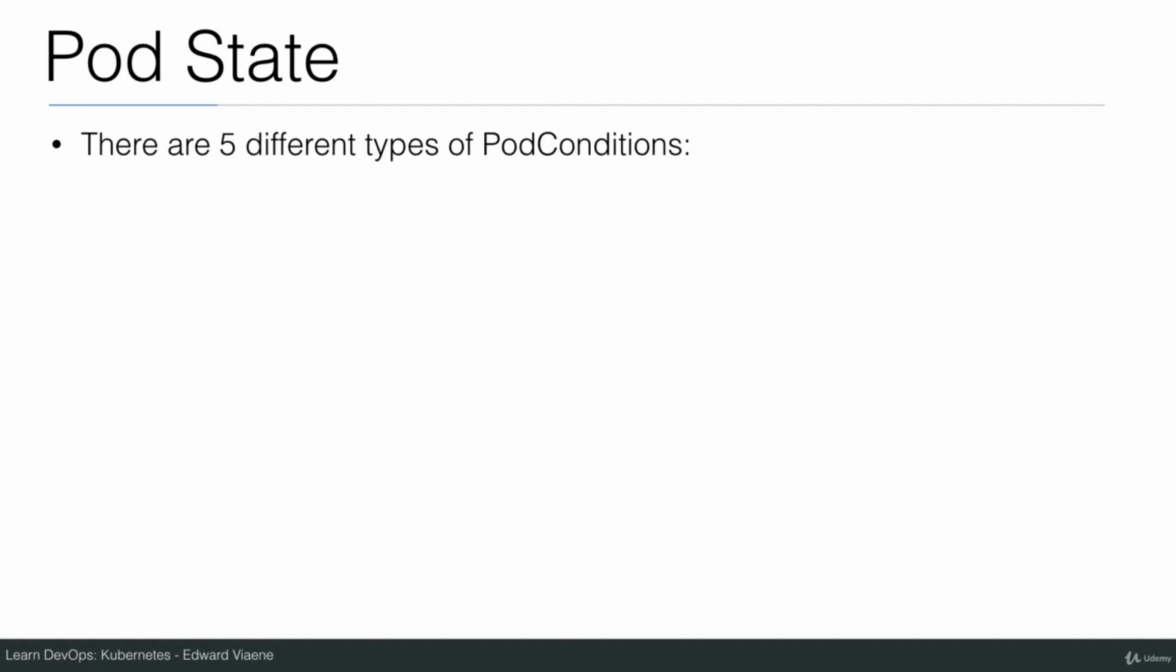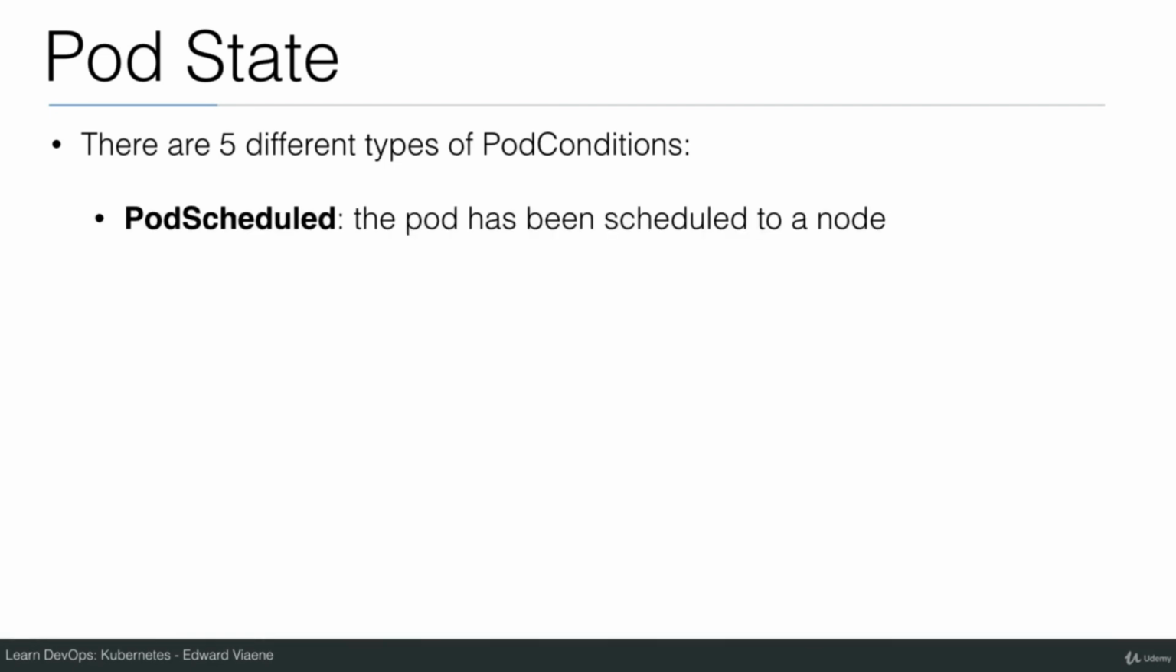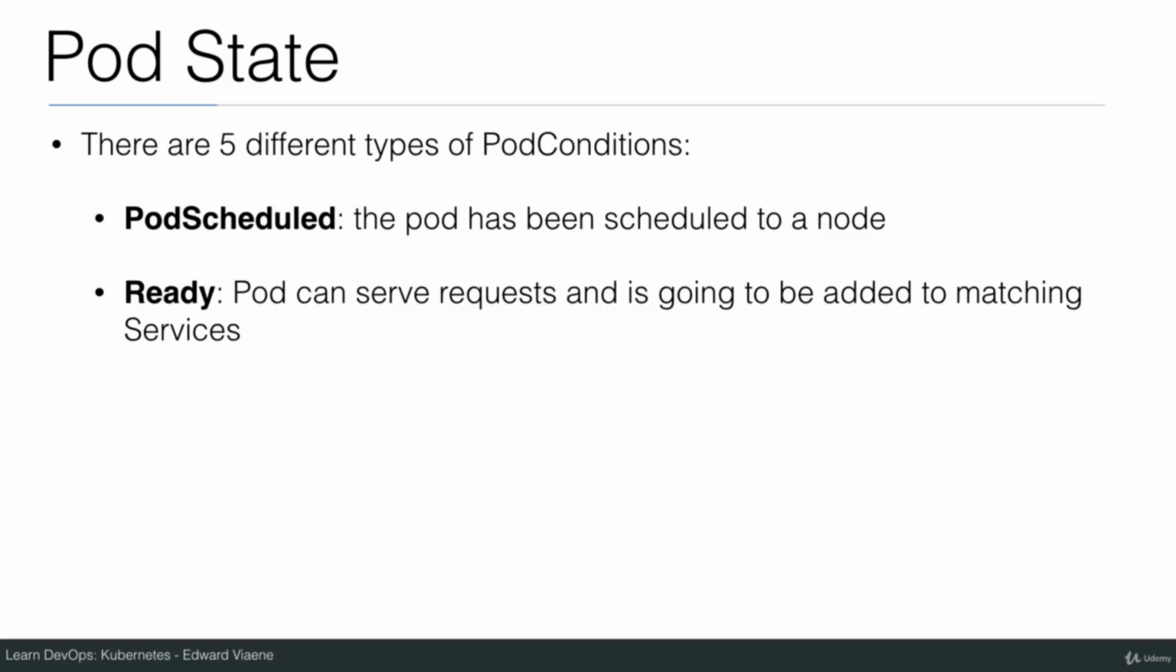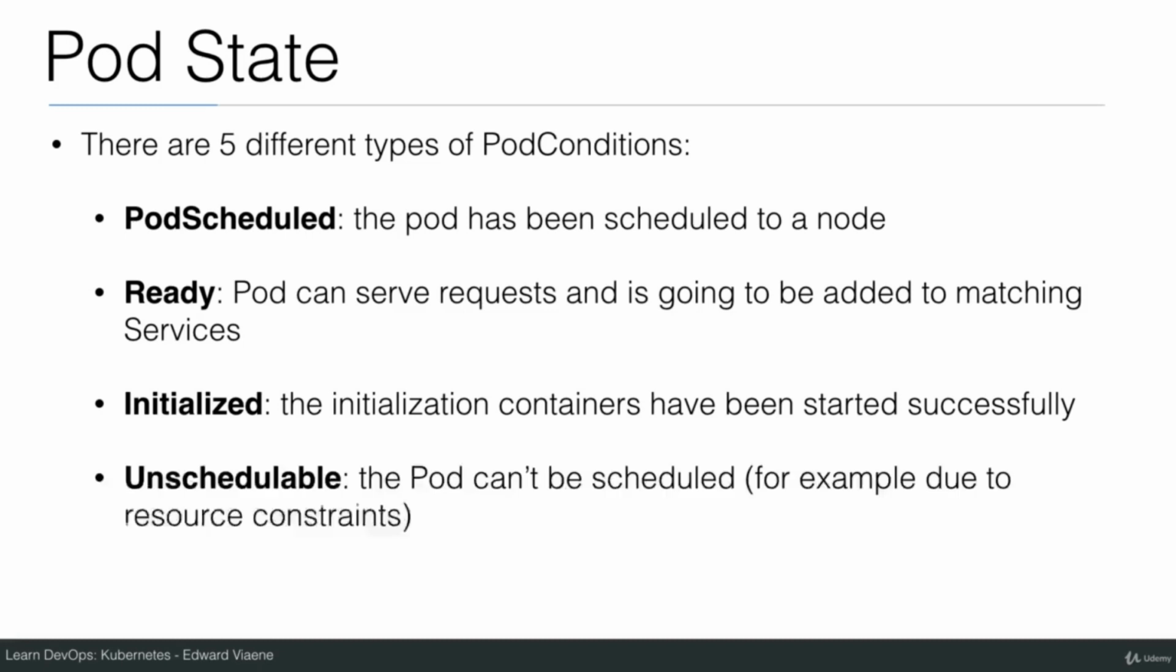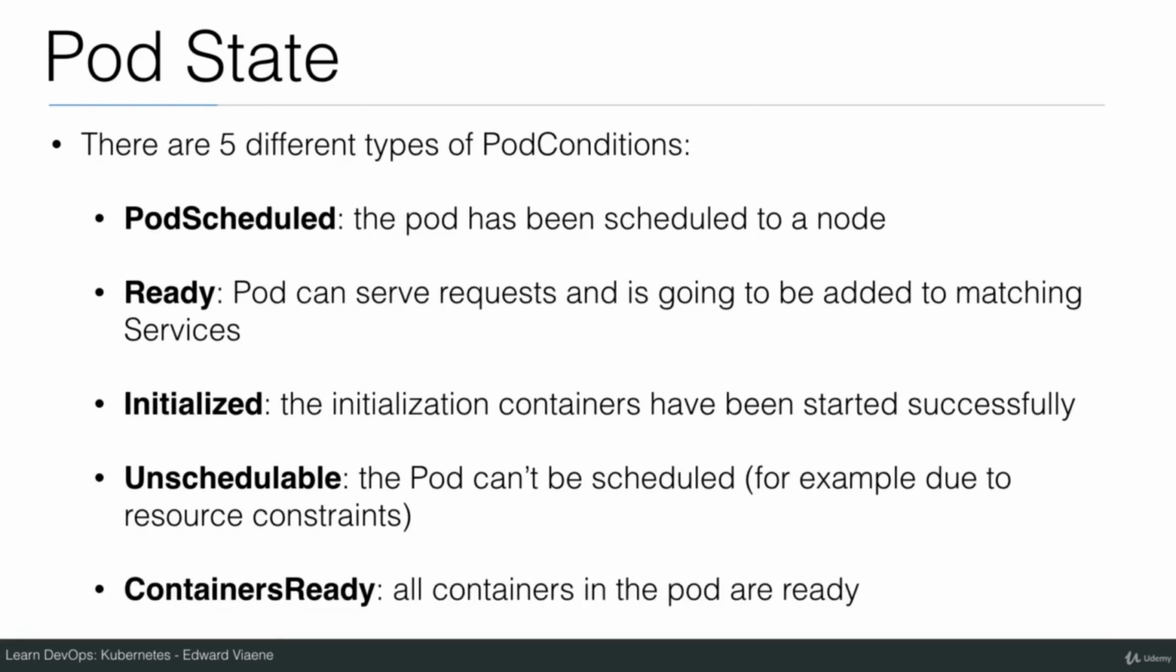There are 5 different types of pod conditions. Pod scheduled, the pod has been scheduled to a node. Ready, pod can serve requests and is going to be added to matching services. Initialized, the initialization containers have been started successfully. I will talk about these initialization containers in the next lecture when we go over the lifecycle. Unschedulable, the pod cannot be scheduled, for example, due to resource constraints. And containers ready, all containers in the pod are ready.